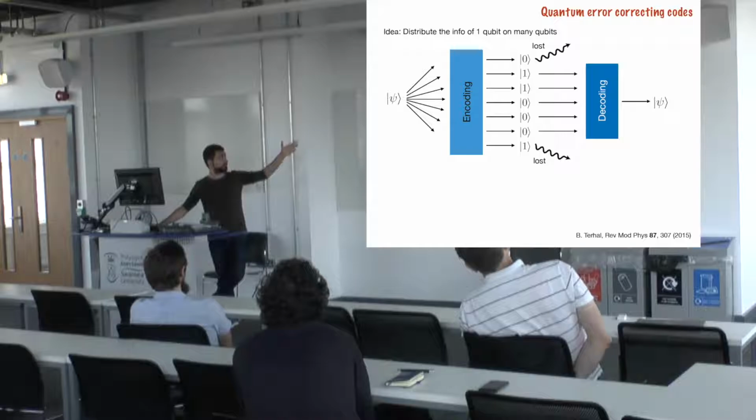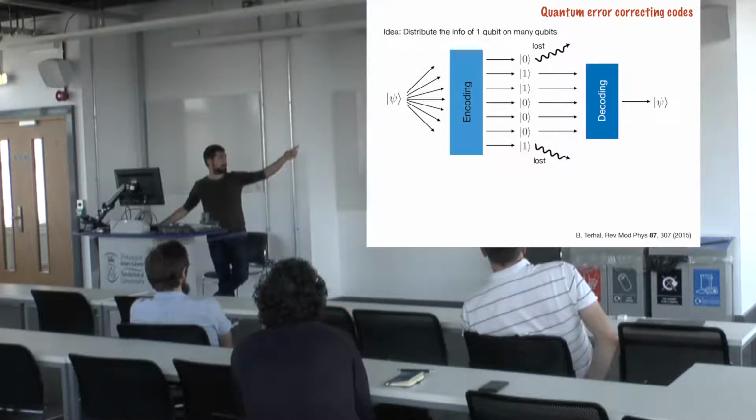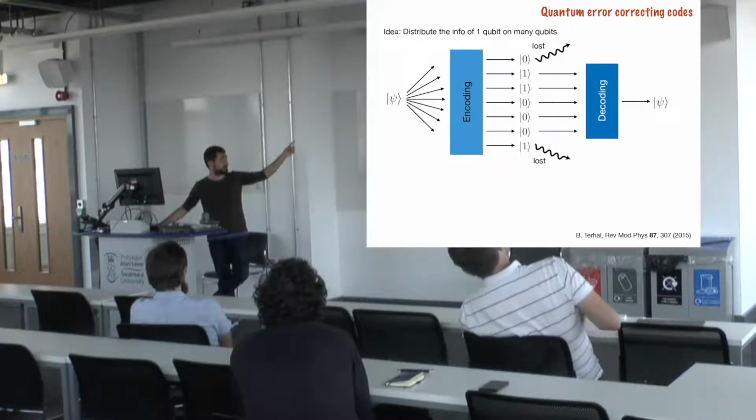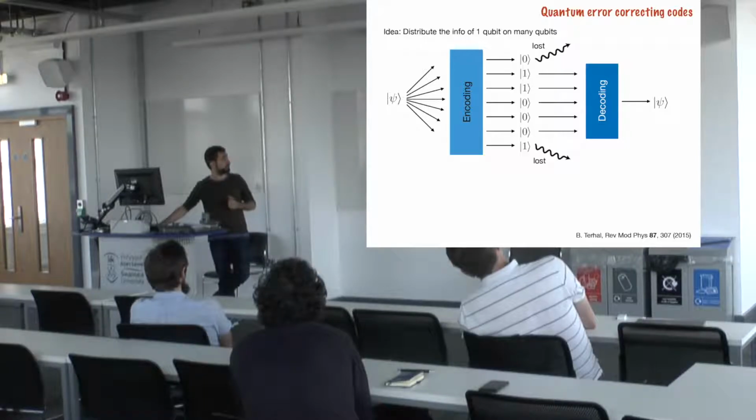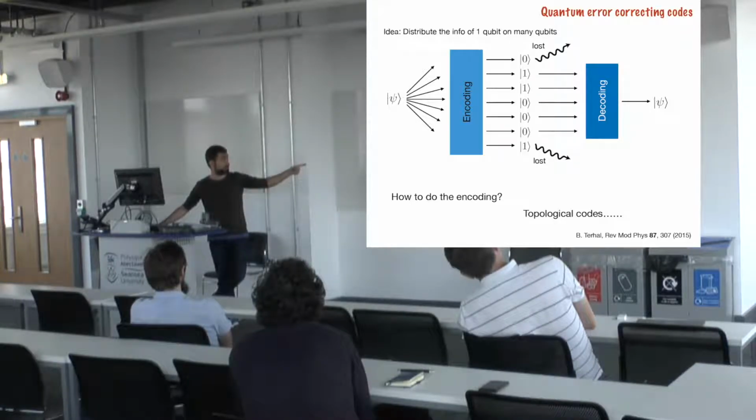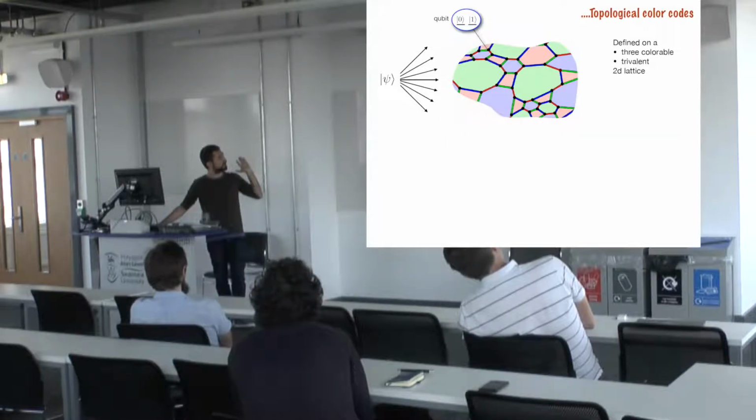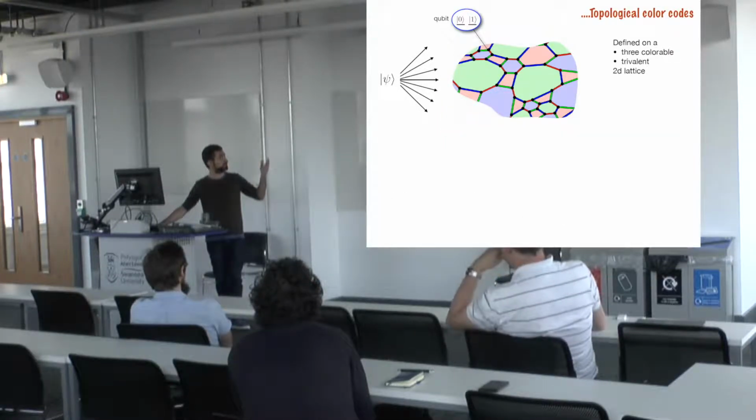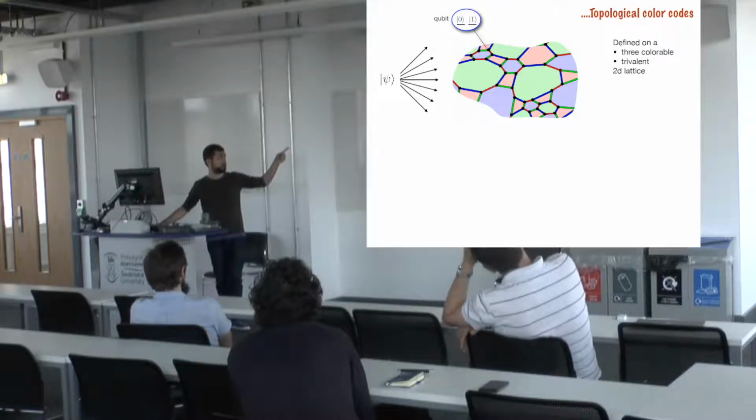So if a loss or an error happens on some of the qubits, maybe we are lucky enough that we can still recover the information through a decoding procedure, so we can get back the information we had. One of the ways for realizing this encoding in the last years has been done with topological codes. This is a big word just for saying that we take a lot of qubits, we put these qubits on a 2D lattice, but this lattice has to have some properties.